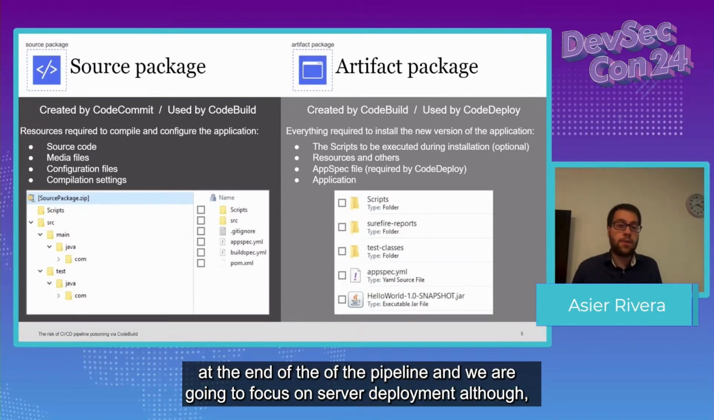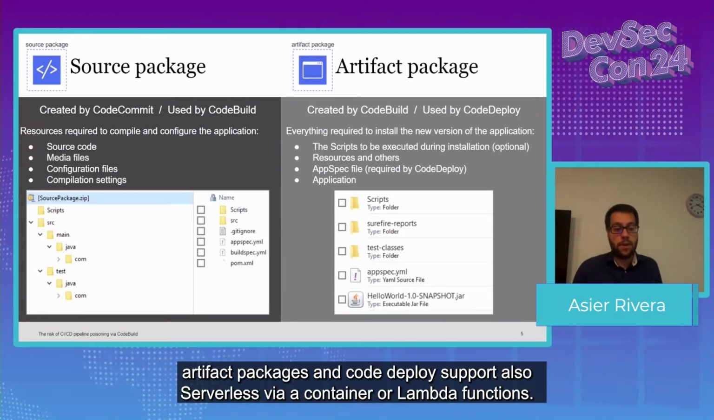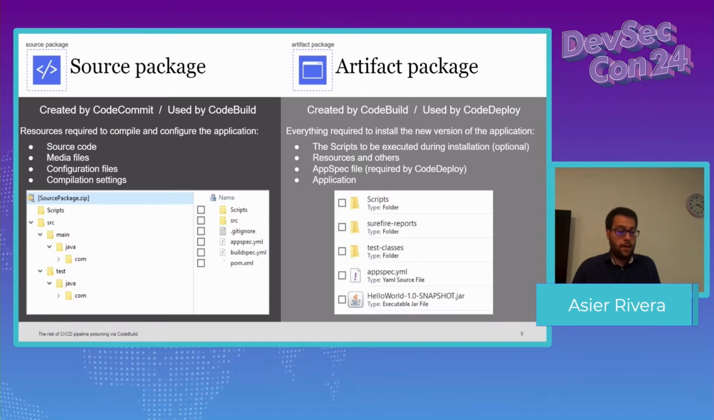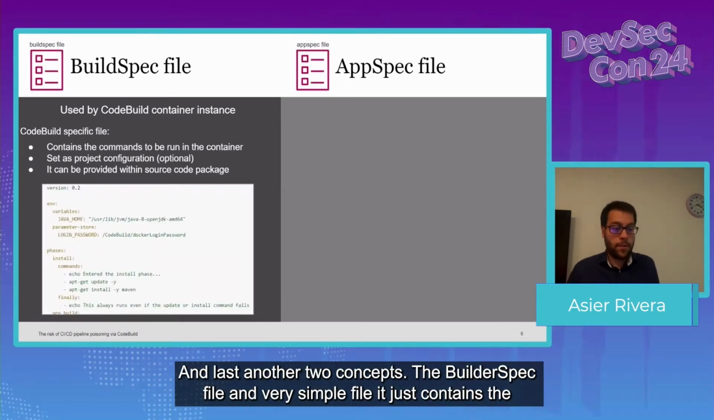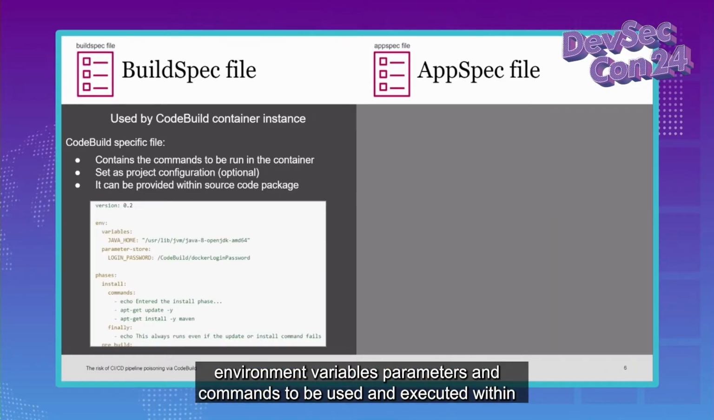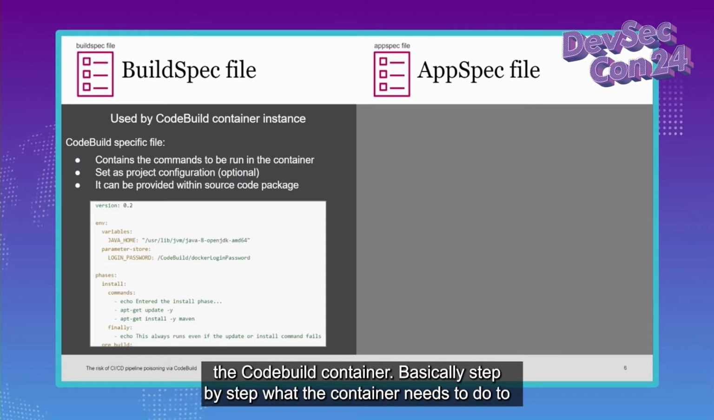And we're going to focus on server deployment, although artifact packages and CodeDeploy also support serverless via containers or Lambda functions. And last, another two concepts, the buildspec file. Very simple file. It just contains the environment variables, parameters, and commands to be used and executed within the CodeBuild container.